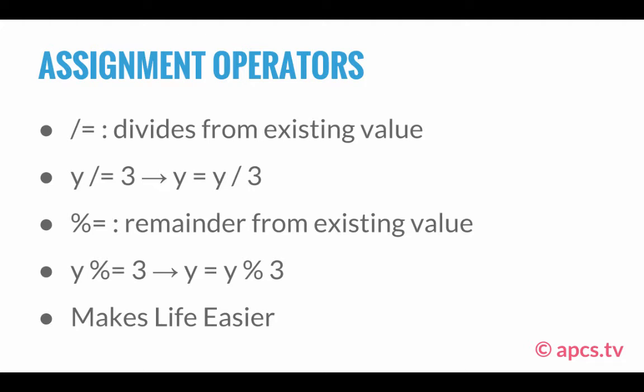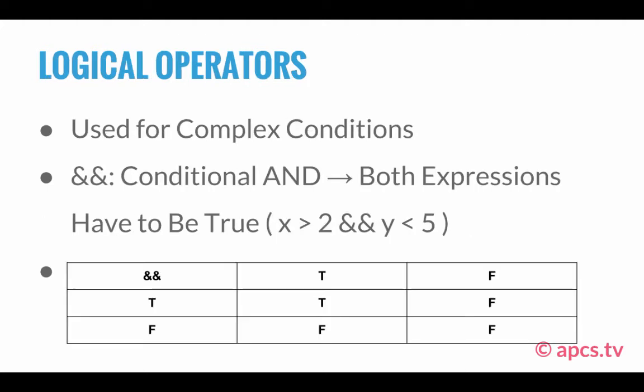The last assignment operator we'll be looking at is mod equals, which gets the remainder from an existing value. For example, y mod equals 3 is the same thing as y equals y mod 3. Don't forget that mod stands for remainder, and it's something that we'll be using a lot. The purpose of these assignment operators, besides the addition one, is that they aren't actually required. You can live with writing y equals y mod 3, but the purpose of them is to make life easier for the programmer and to make your programs a lot clearer.